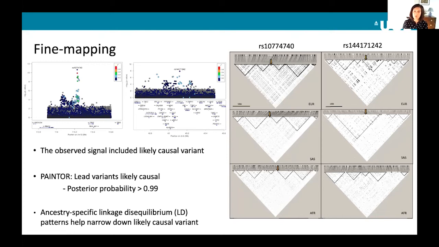The black triangles indicate haploblocks, or groups of alleles that are normally inherited together, whereas the yellow arrows indicate our lead variant. You can see here that the pattern of triangles or haploblocks is different in the different population groups, showing that by including these different ancestries, we can take advantage of these naturally occurring differences in LD to help pinpoint or narrow down likely causal variants.